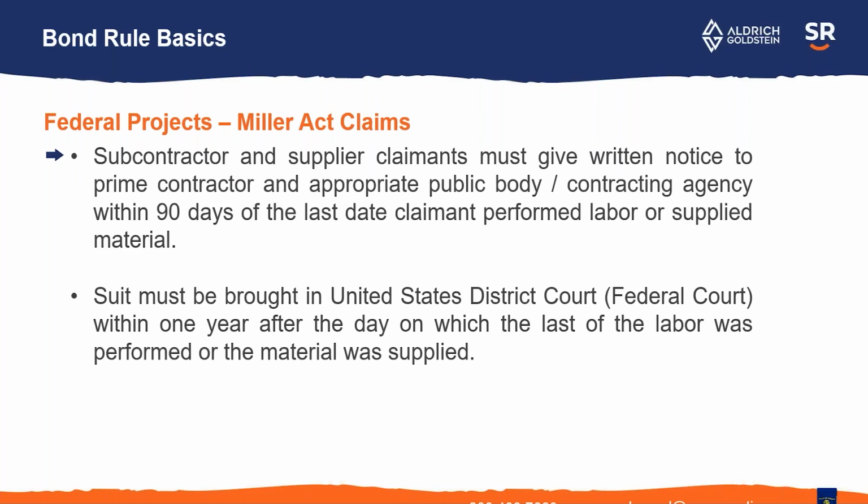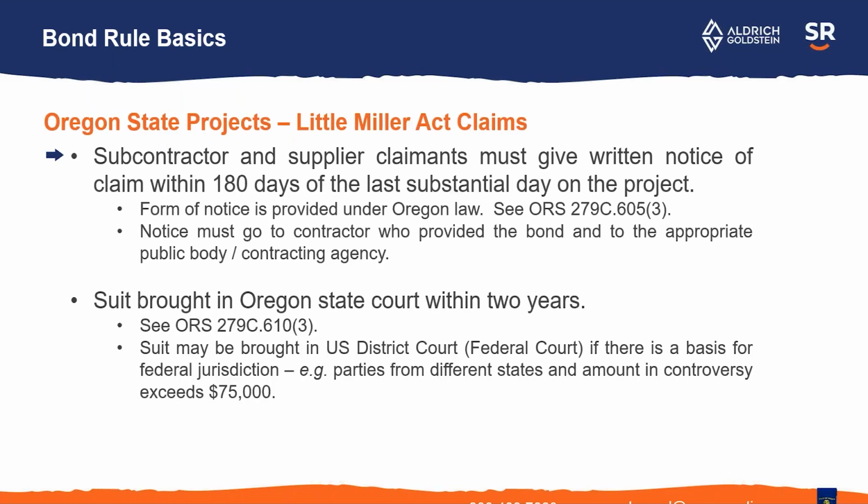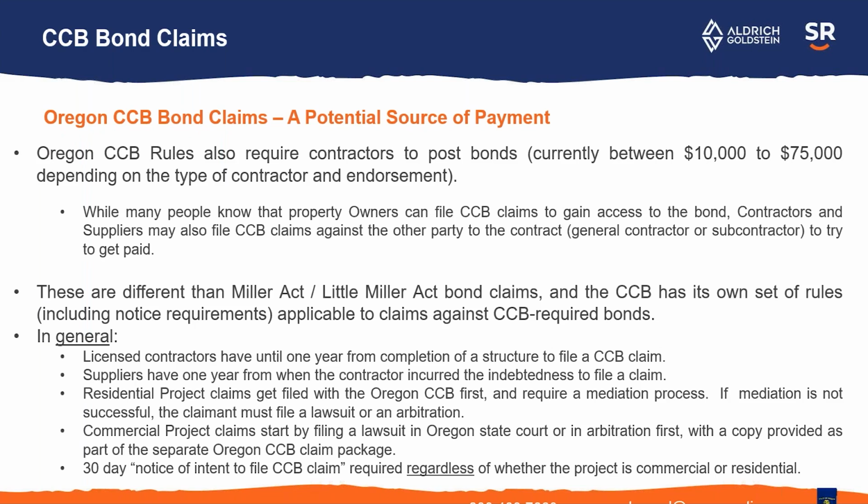Bond rule basics. Again, bond rules depend on if you're on a federal or state project. It depends on what type of bond you're dealing with. Generally, if you're on a federal project, you have to give notice within 90 days and you have to file suit within 1 year. If you're on a state project, notice within 180 days, suit within 2 years. But again, check the particular bond that you're dealing with so that you know what the notice requirements are.